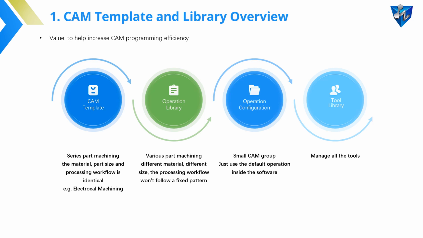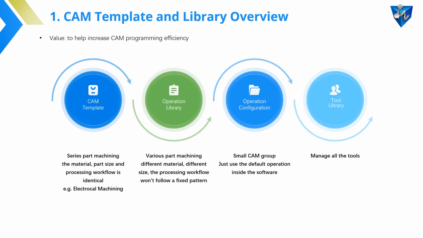Here is a brief introduction about the use scenario of them. CAM template is more for series part machining, where the material is the same, and the part size and processing workflow are identical, for example, electrode machining. If the material, size, and processing workflow vary a lot, then the operation library can be used to save time. Small CAM groups, which do not use too many operations, may just use the default operations inside the software. Then they can adjust the default values according to their case by operation configuration. Tool library is to manage all the tools.